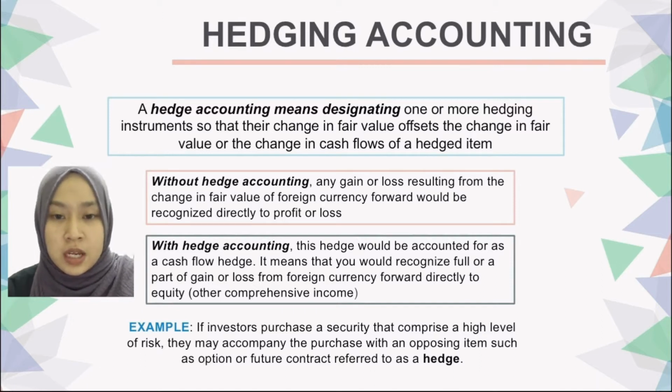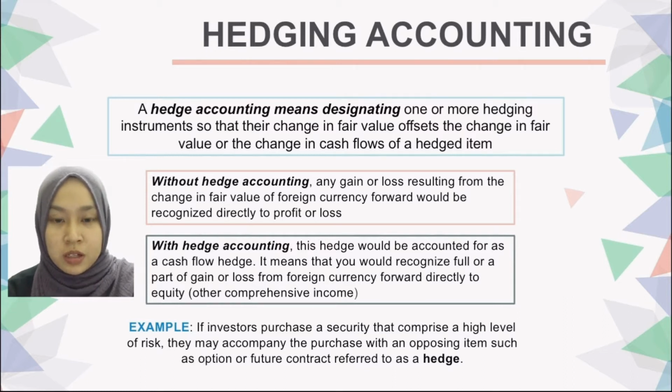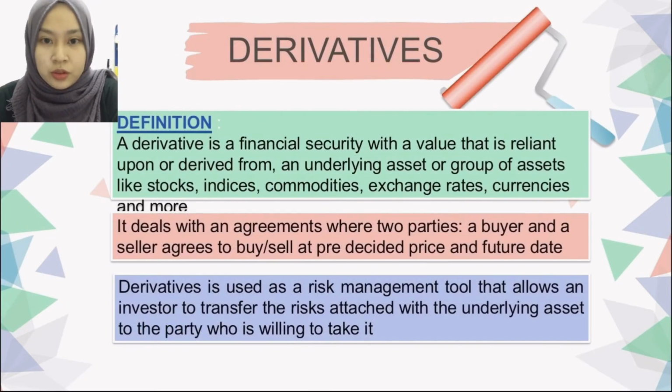In this slide, there is an example whereby if an investor purchases a security that comprises a high level of risk, they may accompany the purchase with opposing items such as an option or a futures contract as a hedge for their company in the future to reduce their potential loss. In this slide, we discuss the derivative in hedging accounting. So what is a derivative?